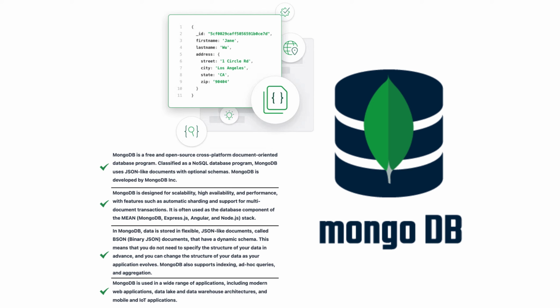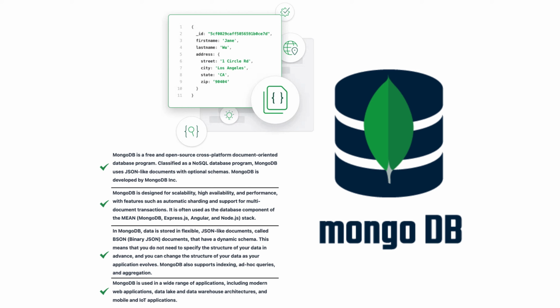Before starting and diving into the technical part of this course, let's first answer the question: what is MongoDB? MongoDB is a free and open source cross-platform document-oriented database program. So MongoDB is a program which is a document-oriented database, classified as a NoSQL database program, and MongoDB uses JSON-like documents with optional schemas. We will explain this in a few seconds. MongoDB is developed by MongoDB Inc.